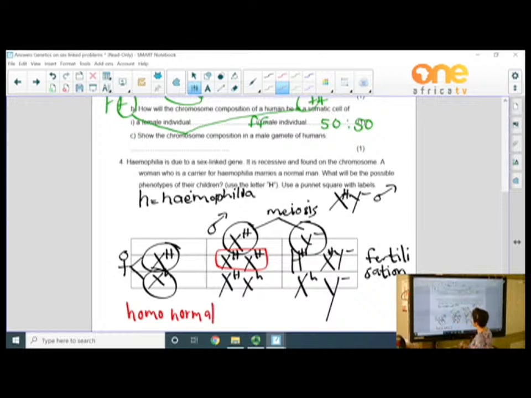And what will it be, male or female? It will be a female, no? It will be a female. Right. This one will be heterozygous. And when you hear the word heterozygous, in the case of a recessive disease, we actually know that it is a carrier. A carrier for hemophilia, and it will be a female. Right?